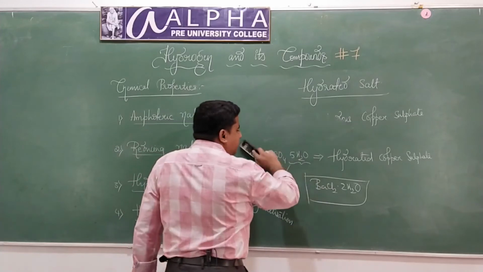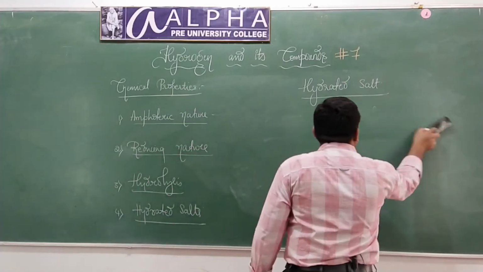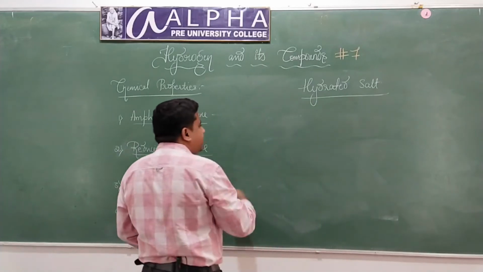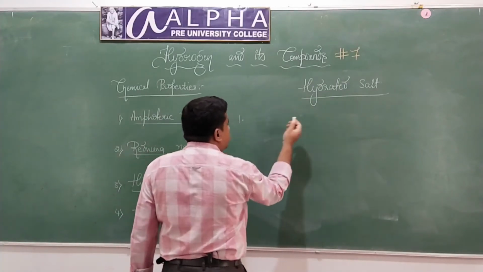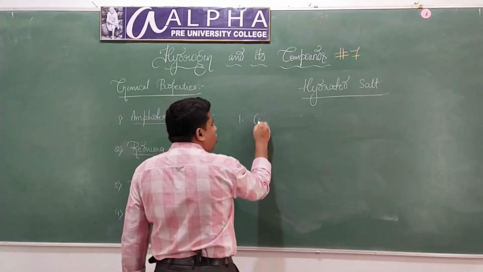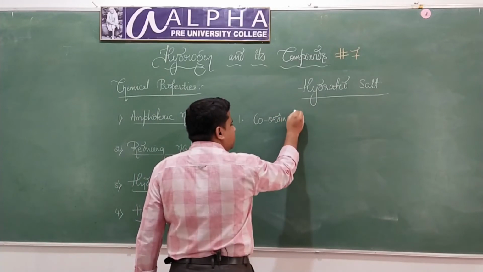Well, these hydrated salts are of three types. What are the three types of hydrated salts? One is called coordinated water.